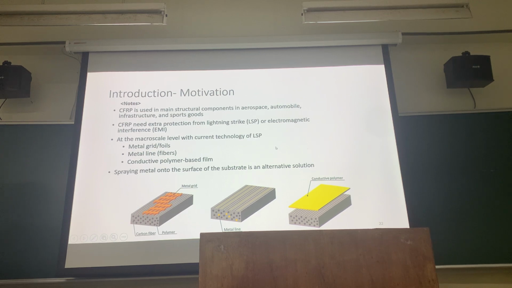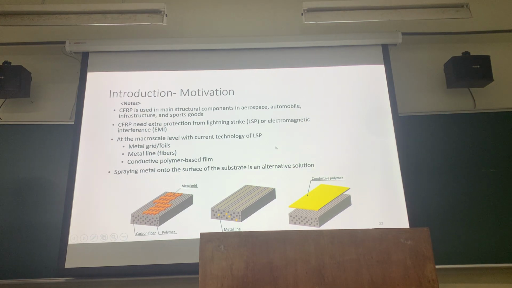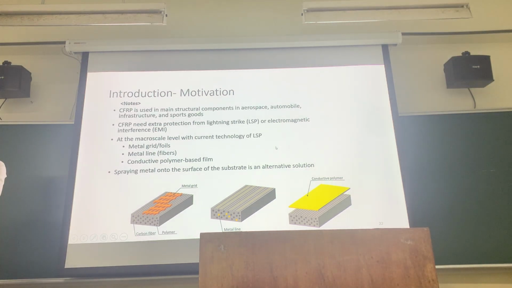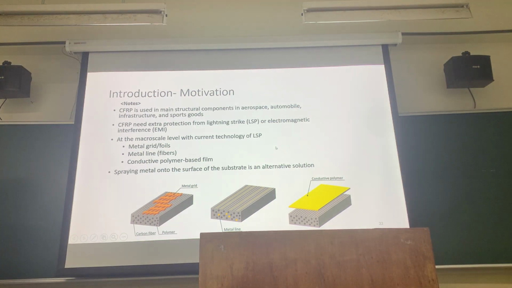Traditionally when you talk about CFRP, if you want to increase its electric conductivity, the common ways are to put metal thread, metal lines, or conductive polymer onto the CFRP. But along comes cold spray, which helps a lot, and it's a lot easier to increase conductivity, right? All you have to do is spray and done, right? So this is the motivation for why we're talking about cold spray. Does that make sense?